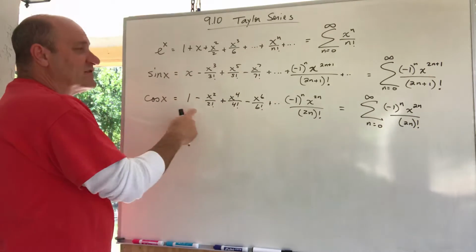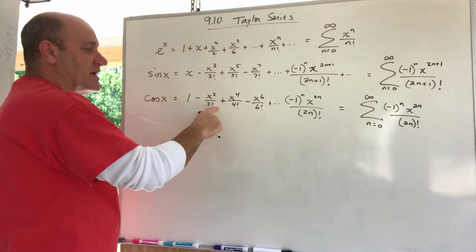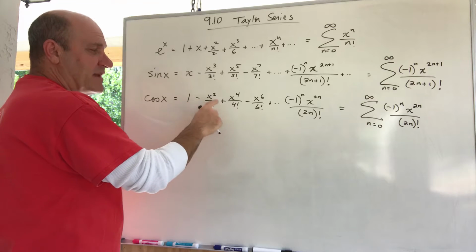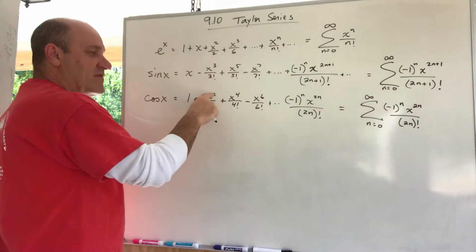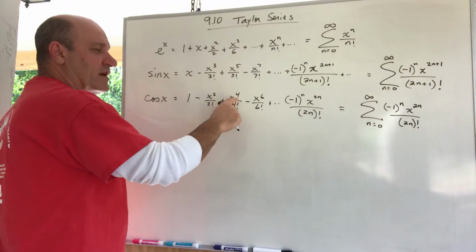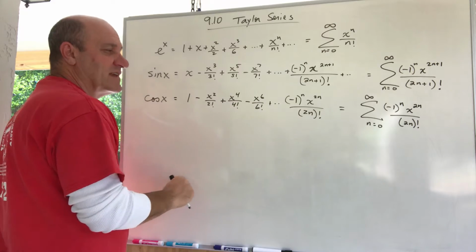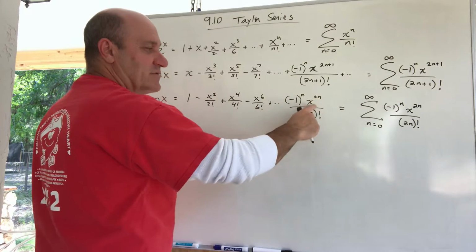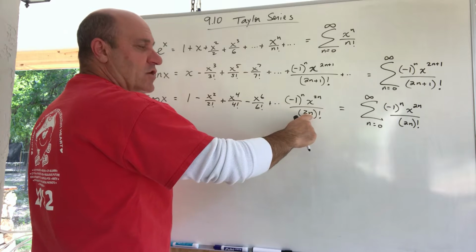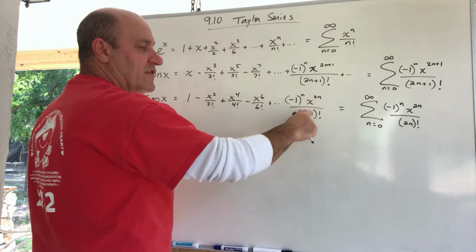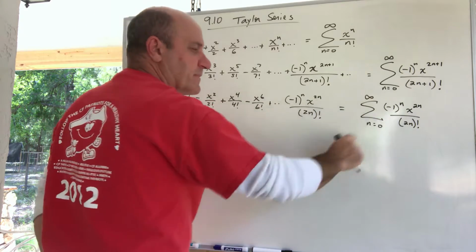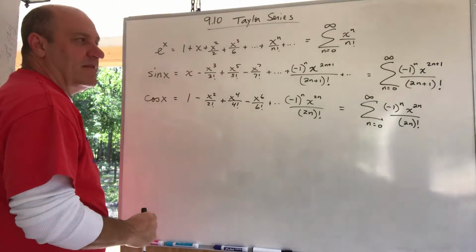Here's cosine. Cosine is the even power terms. Again, alternating, plus, minus, but just the even powers, x squared over 2 factorial, x to the 4th over 4 factorial. So that's interesting. There it is with the even powers. As n goes from 1 to infinity, that gets you even powers, of course. So these are famous series.